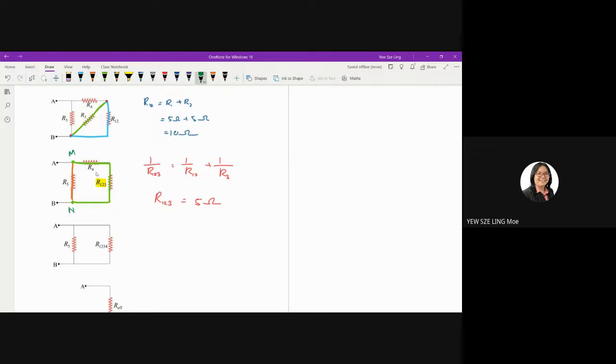According to the arrangement, R123 and R4 are connected in series. So R1234 equals R123 plus R4. So R1234 is equal to 25 ohm after I combine them. If you look at R5, now you don't have to do anything about R5. Why? Because you have just one resistor on that path. If you have 2 resistors, then you need to simplify it. If not, then you don't have to do anything about it.